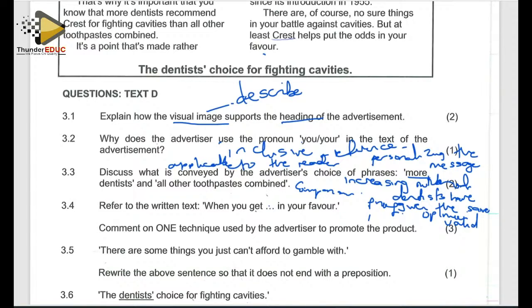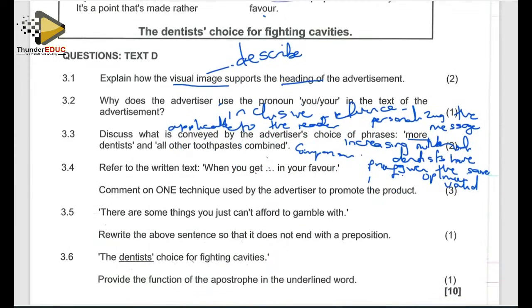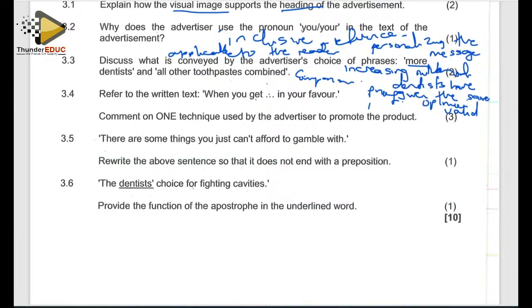And then it says, that's why it's important that you know that more dentists recommend Crest for fighting cavities than all other toothpaste combined. It's a point that's made rather dramatically when you consider that Crest has prevented 523 million cavities since its introduction in 1955. There are, of course, no sure things in your battle against cavities, but at least Crest helps put the odds in your favor.